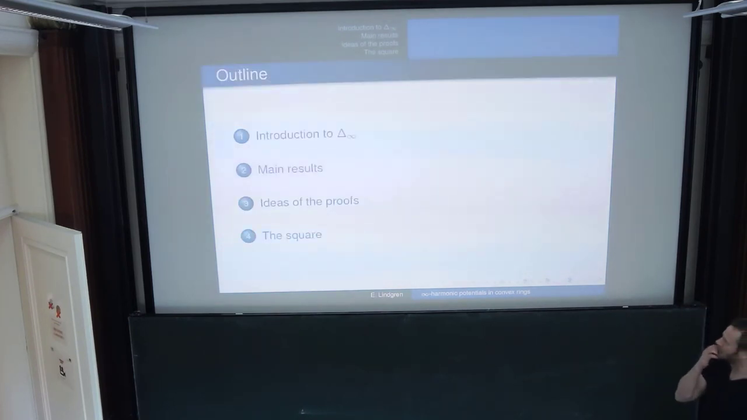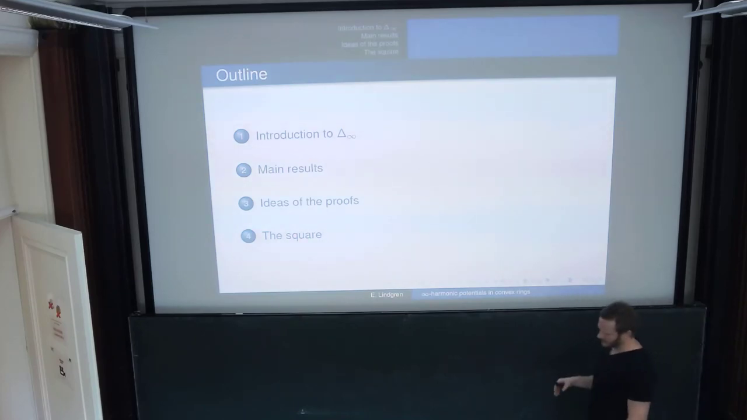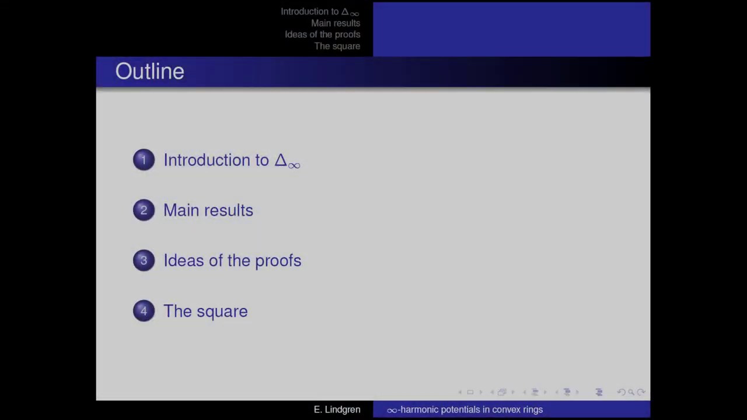So, outline of the talk. I will start with a little introduction to the infinity-Laplacian, because maybe not everyone is well acquainted with this operator. Then spend a little time on the main results. Hopefully I have time to discuss the proofs, and also the specific case of the square. I think it's kind of fascinating and not so easy to understand.